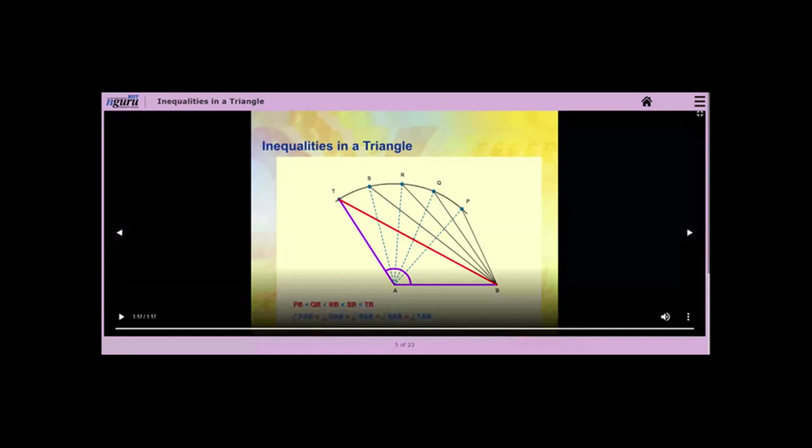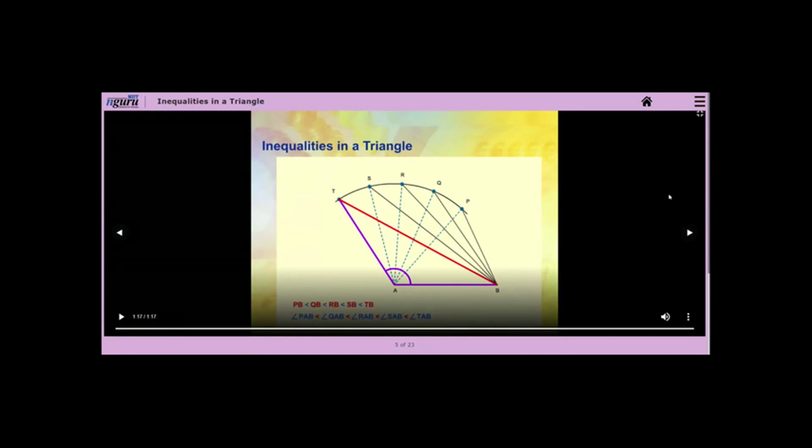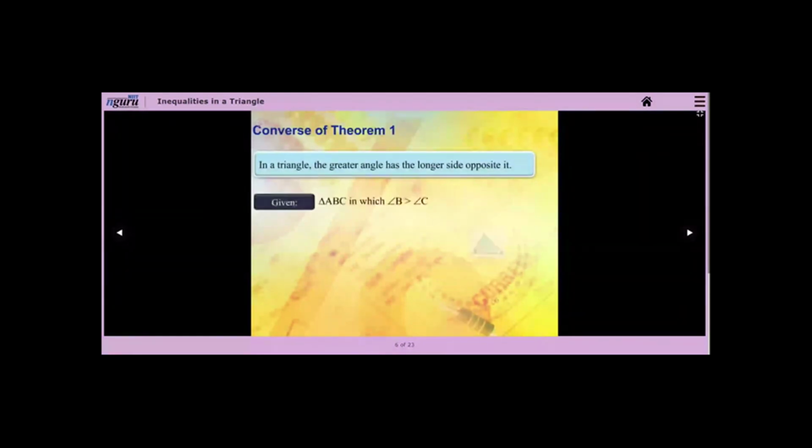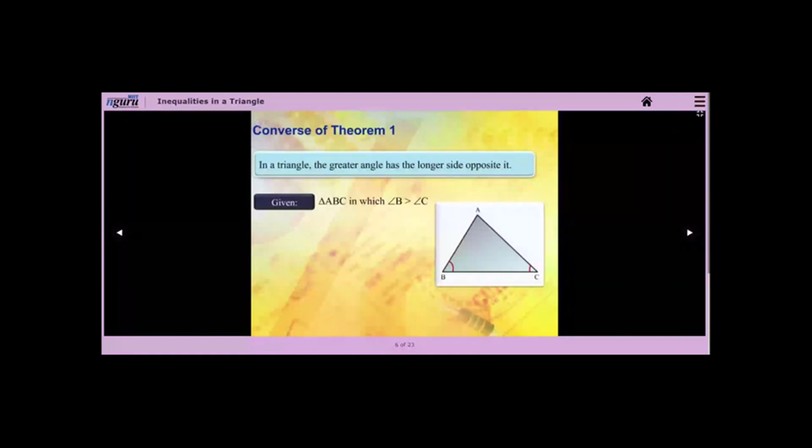Did you understand this? Yes, ma'am. So, the greater side will have a greater angle opposite to it. The converse of theorem 1 states that in a triangle, the greater angle has the longer side opposite it. A triangle ABC is given such that angle B is greater than angle C. It is to be proved that AC is greater than AB.